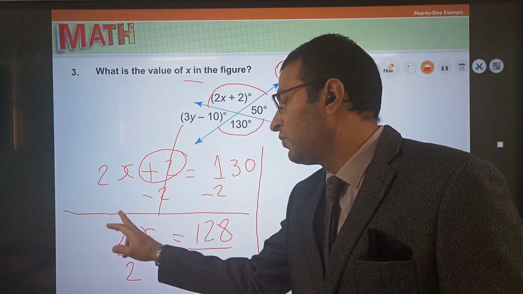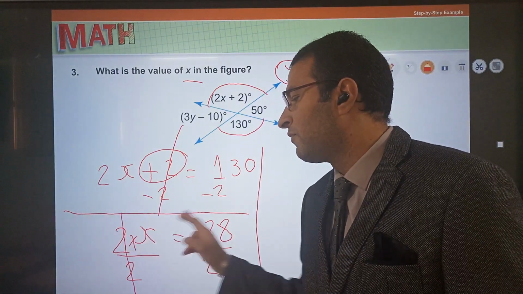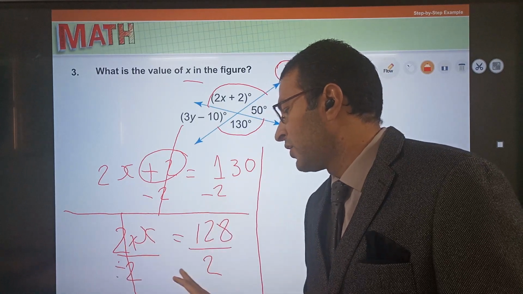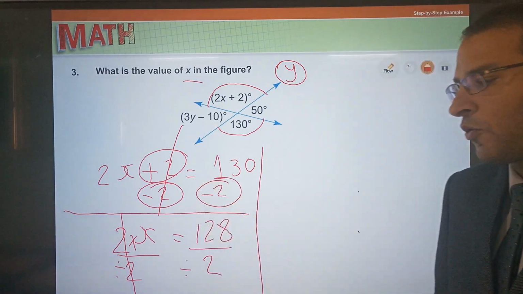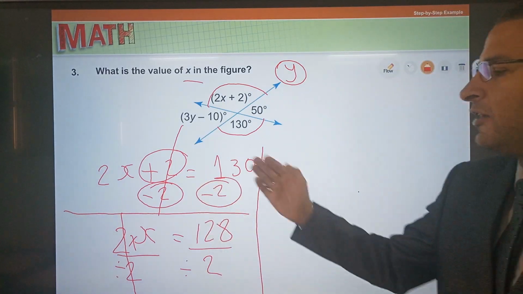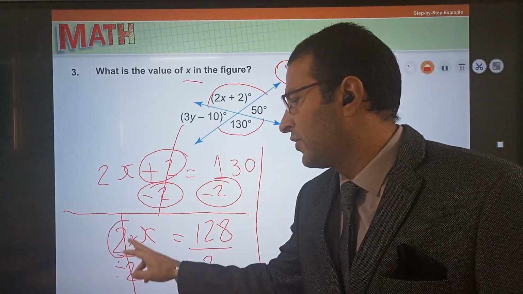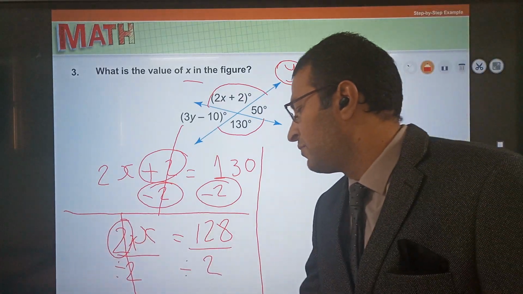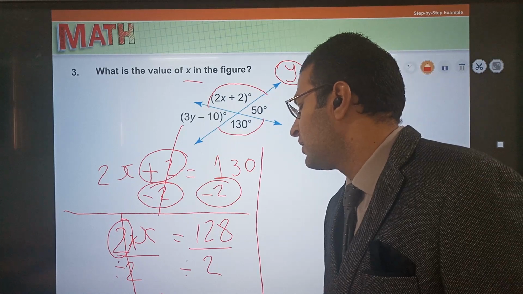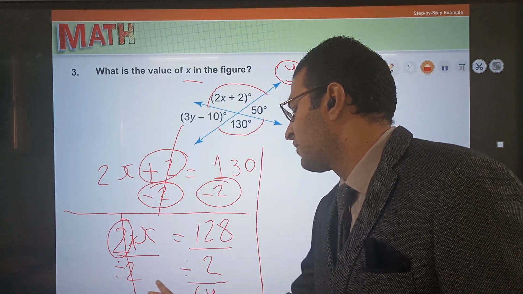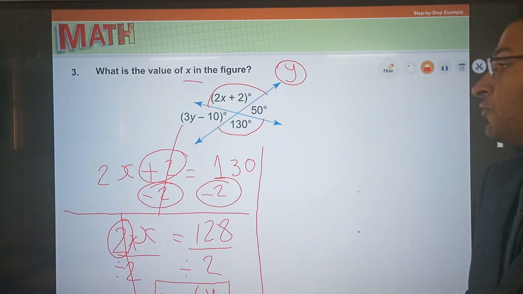2x divided by 2 cancels. So I will divide both sides by 2. Here negative 2 for both sides, or minus 2 for both sides, the two are the same. After that, I will divide by 2 because I have here 2. So x will be equal what? Equal 64. So the value of x is equal to 64.